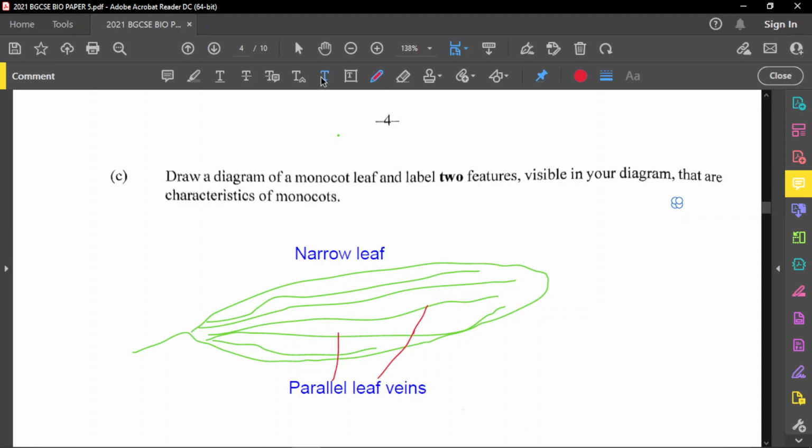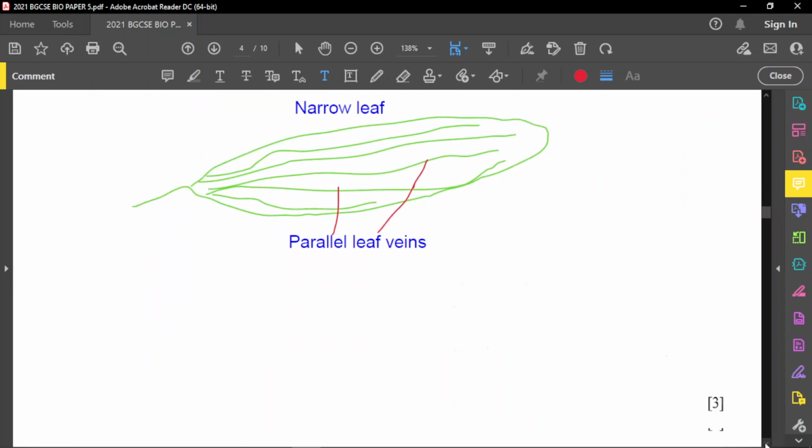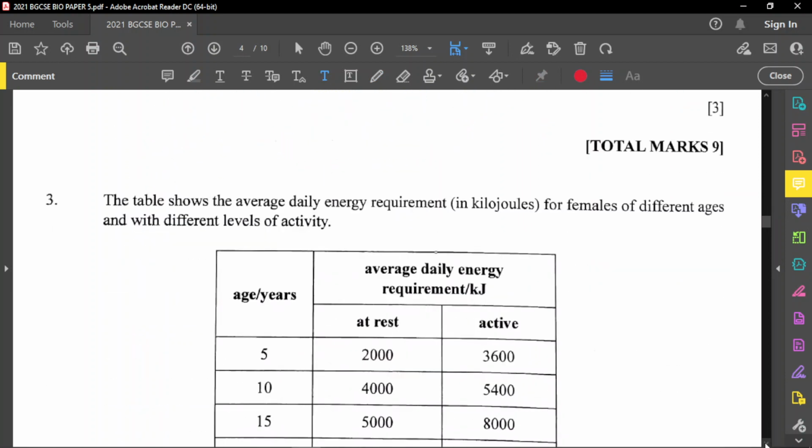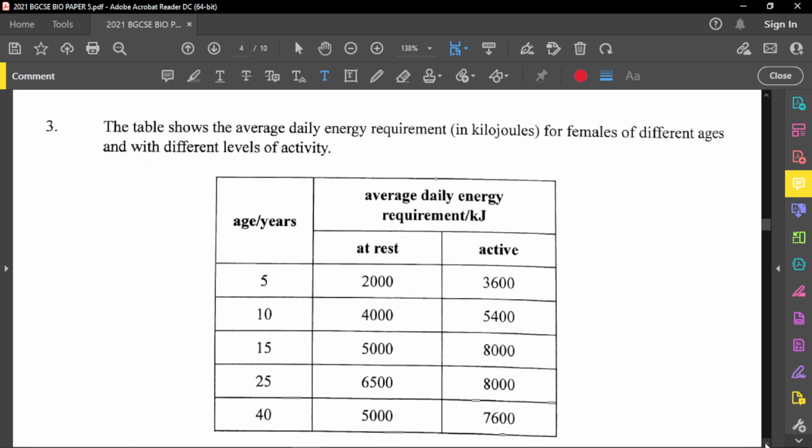Let's jump to the next part of the question. Oh no, that was the total for that mark. We're going to the next question, the third question. A table shows the average daily energy requirement in kilojoules for females of different ages and with different levels of activity.